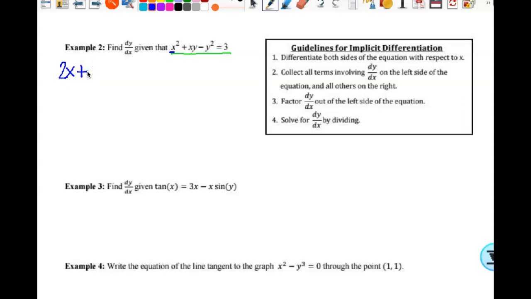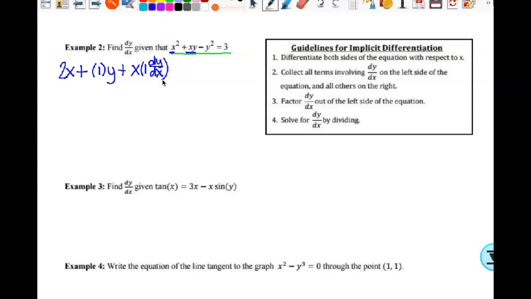Plus, now we look at the second term. What rule do I use here? Product, because it's x times y, right? So I'm going to use the product rule. Make sure you don't only do part of the product rule, because the product rule is going to require two terms, right? So the product rule looks like this. The derivative of the first, which is just 1, times the second, which is y, plus the first, which is x, times the derivative of y, which is 1, and then what do I have to put? dy/dx.